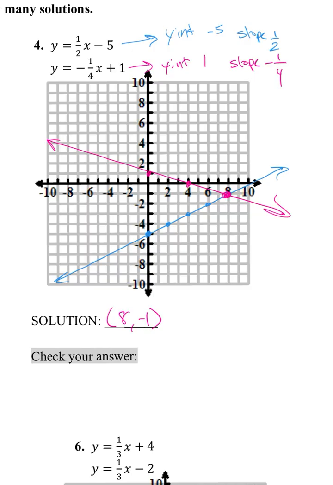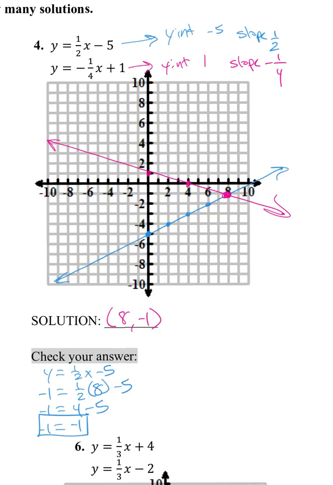Here we go. If the first equation is y equals 1/2 x minus 5, let's plug in our values. So we've got -1 equals 1/2 times 8 minus 5. What's half of 8? That's 4. So 4 minus 5. And then -1 equals 4 minus 5, which is -1.